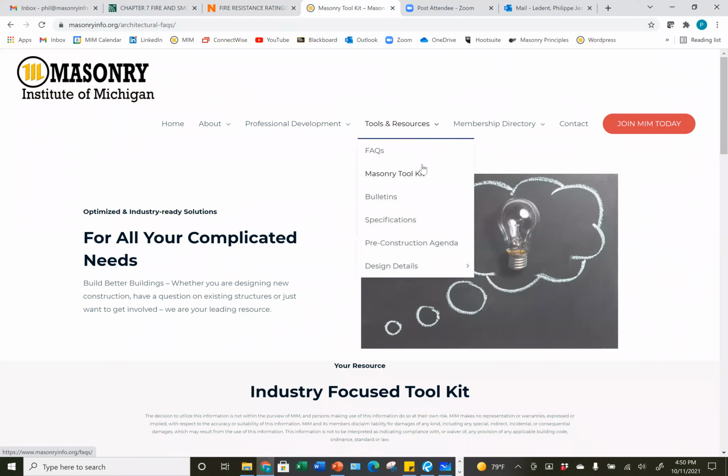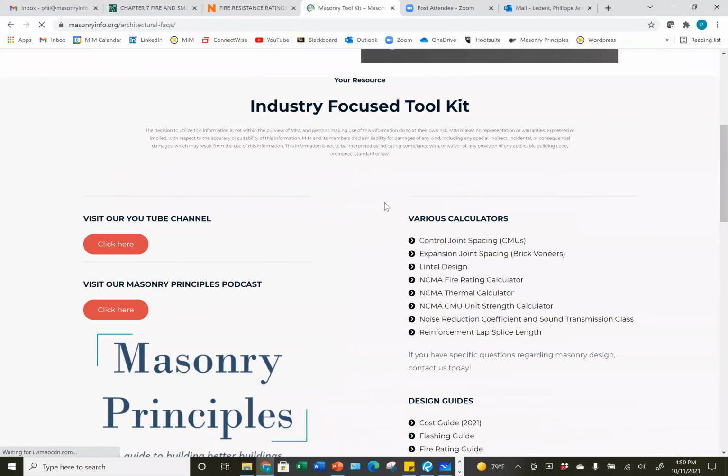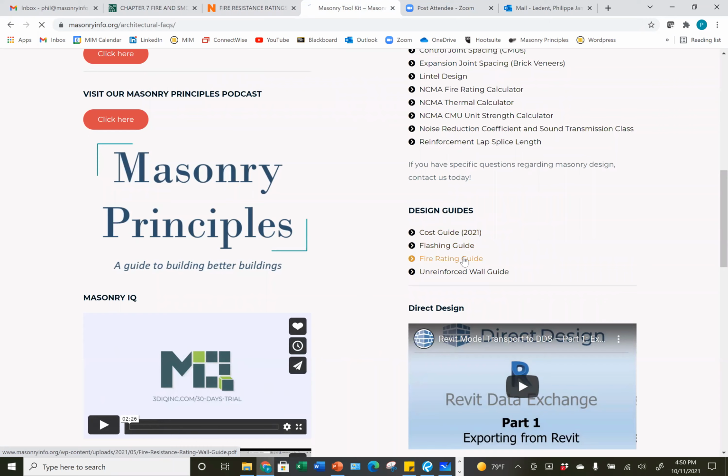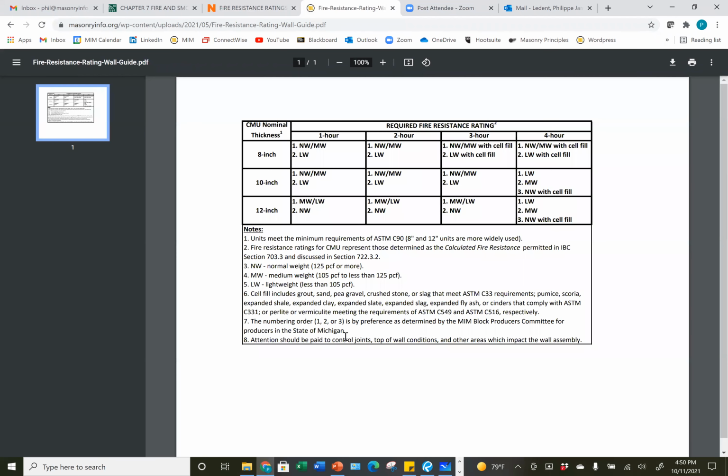On MIM's website, which is masonryinfo.org, under tools and resources, we did poll our producers here in Michigan. We have a fire rating guide, which shows the most cost-effective way of achieving certain fire resistance ratings with CMU construction. For a 2-hour fire rating, if we have an 8-inch wall, the preferred method would be with a normal weight or medium weight unit. The second preferred option would be with a lightweight unit. All of our 8-inch units do meet a 2-hour fire rating here in Michigan, hollow or partially grouted.